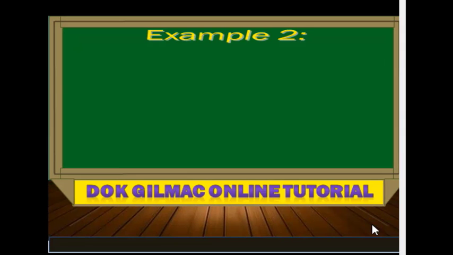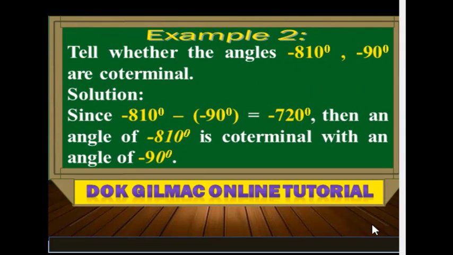Now let's have example number 2. Tell whether the angles negative 810 degrees and negative 90 degrees are coterminal. Now let's have the difference. Negative 810 degrees minus negative 90 degrees is just equal to negative 720 degrees. If you divide this by 360, this is just equal to negative 2, which means negative 720 degrees is a multiple of 360 degrees. Therefore, we can say that negative 810 degrees and negative 90 degrees are coterminal angles.